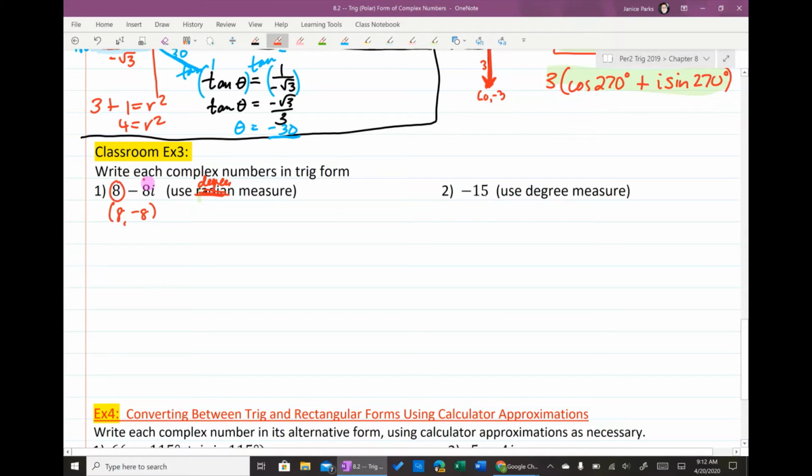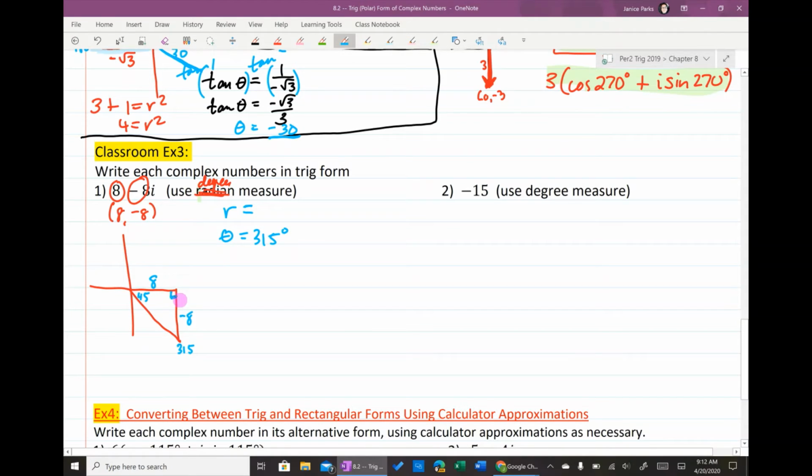Again, if you're just looking at the coefficients. So 8, negative 8, we're in quadrant 4. And this is going to be an isosceles triangle. So this is 8, and this is negative 8. Then I know for sure that that's a 45-degree angle, which means that this is 315. So I already know that theta is 315 degrees.